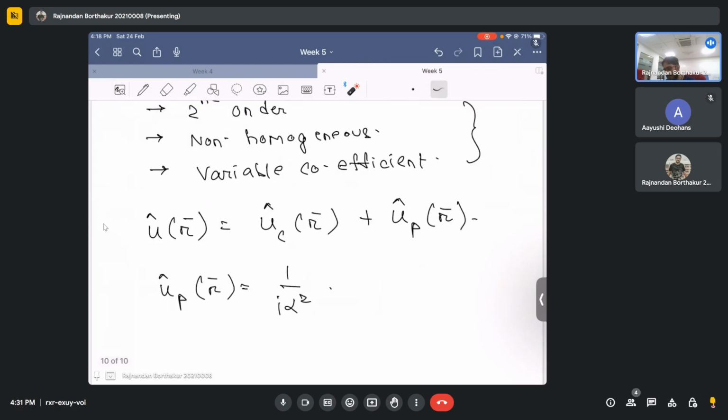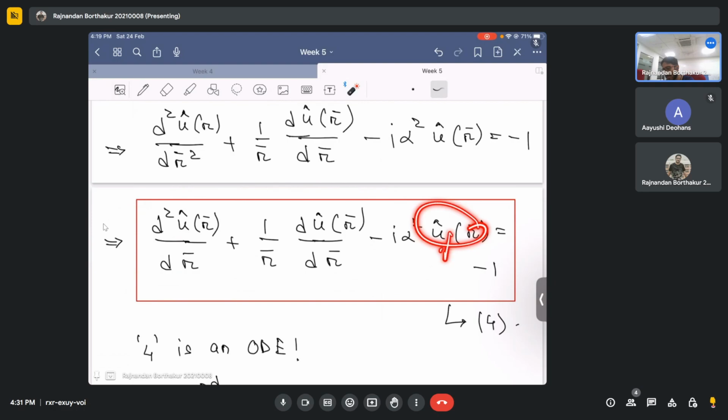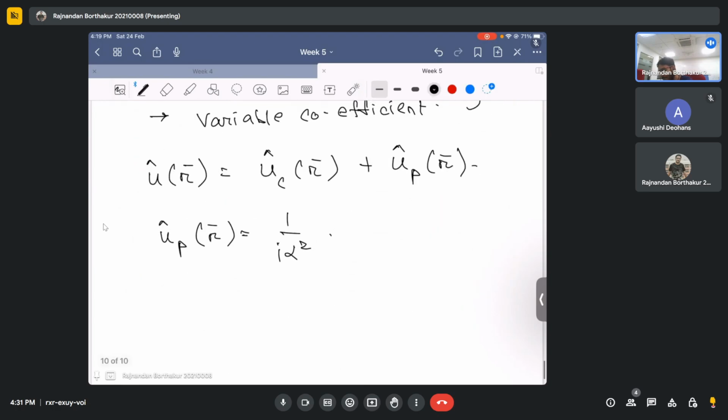And you can prove it yourself. Just substitute u_p as 1 by i alpha squared into this equation. The first derivative goes because it is just a constant, and similarly the second derivative. What remains is 1 by i alpha squared, so this gets cancelled and you just get -1 equal to -1, which means it holds good. So the particular integral in this case becomes 1 by i alpha squared.